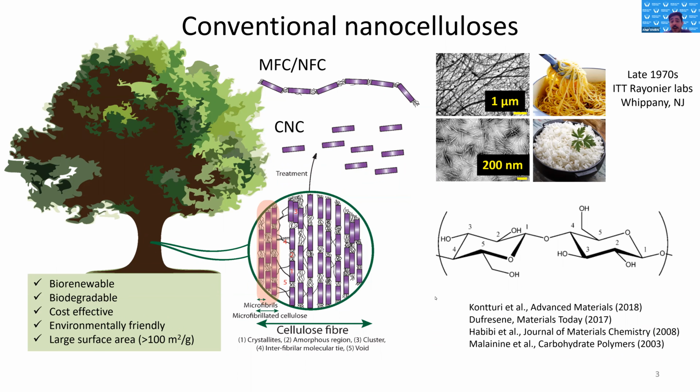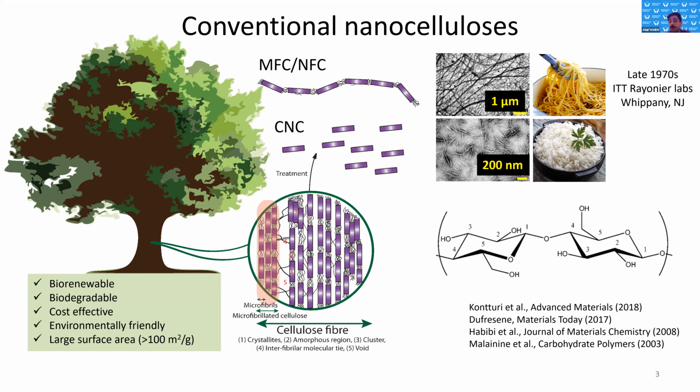Conventional nanocelluloses are made from strong acid treatment of cellulose fibers to hydrolyze the amorphous regions and produce small nano whiskers. These nano rods are about 100 nanometers long with a thickness of about 5 to 10 nanometers. These are called cellulose nanocrystals. We can also treat the cellulose fibers with high mechanical shear or microfluidization, for example, and produce microfibrillated cellulose or nanofibrillated cellulose. They're also called cellulose nanofibrils or cellulose microfibrils as well.